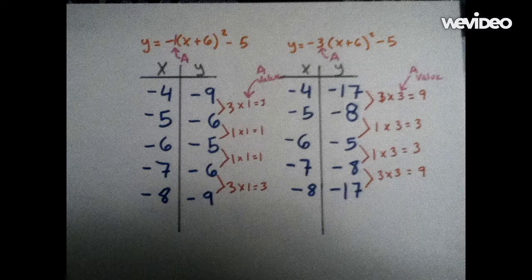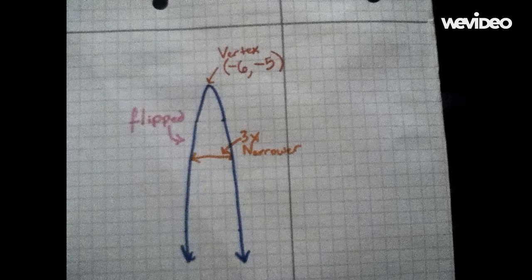In this problem, a is -3, so there's a different rule for graphing the points. Instead of going over 1, up 1, we are going to go over 1, down 3, since a equals -3. You can multiply the y value of the pattern by a to plot the points. Going from the vertex, you would have a point at -5, -8, and -7, -8.